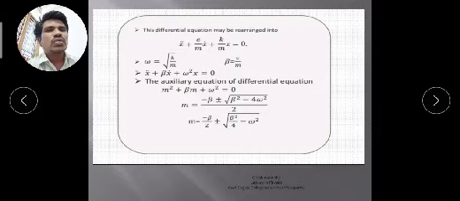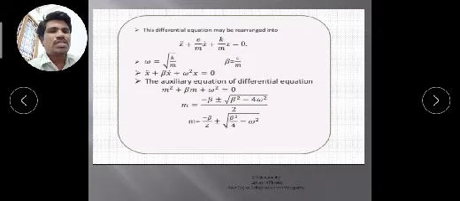So the auxiliary equation of the differential equation is m square plus beta m plus omega square is equal to 0. The roots corresponding to the equation are given by m is equal to minus beta plus or minus root of beta square minus 4 omega square, divided by 2. So therefore m is equal to minus beta by 2 plus or minus root of beta square by 4 minus omega square.